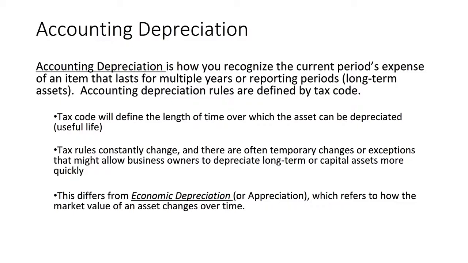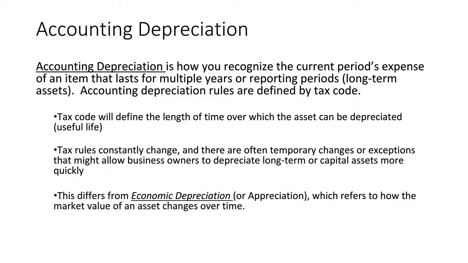Now there are constant changes to tax rules, and there's often temporary exceptions that might allow business owners to deviate from depreciation rules. Examples might be that for a certain tax year, businesses might be allowed to more quickly depreciate assets than would usually be the case in the permanent tax code. And so those issues can come up, and those things are constantly changing.